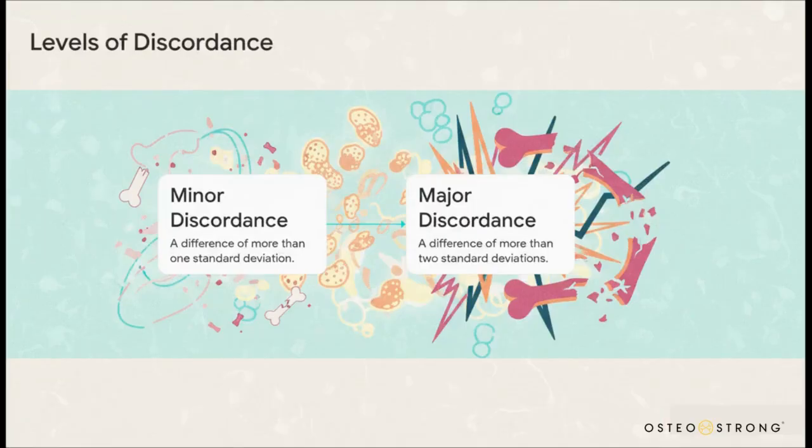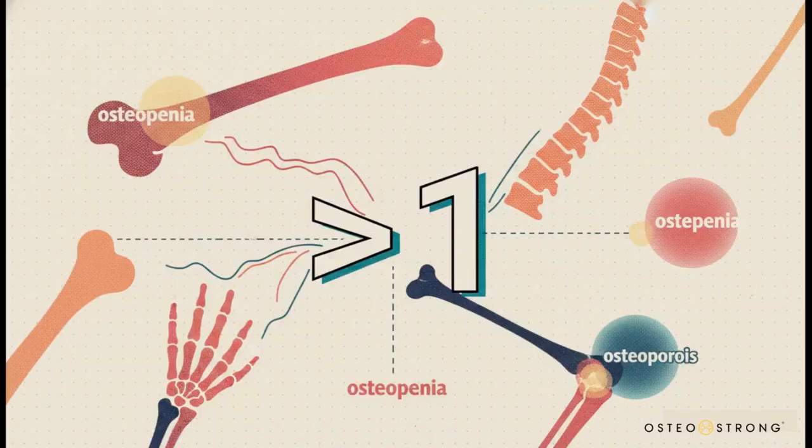And this difference isn't just one size fits all. It's actually broken down into two levels. You've got minor discordance and major discordance. Minor discordance? That's when your hip and spine scores are off by more than one standard deviation. So what does that look like? Well, your report might say you have osteopenia in one spot, but full-blown osteoporosis in another.